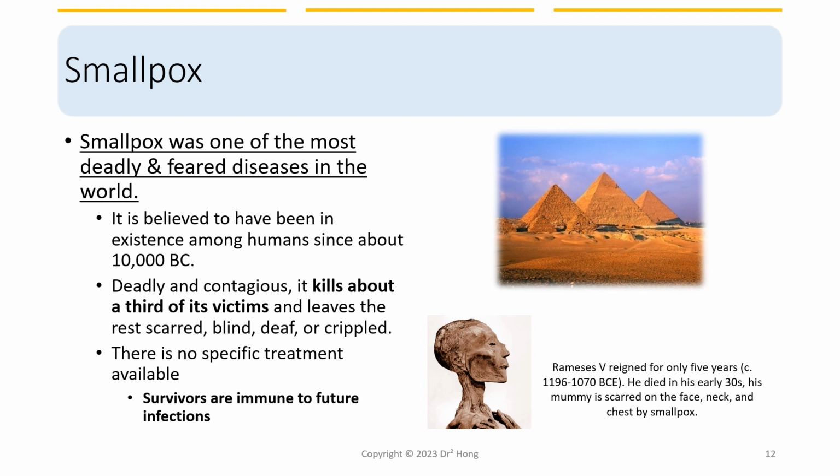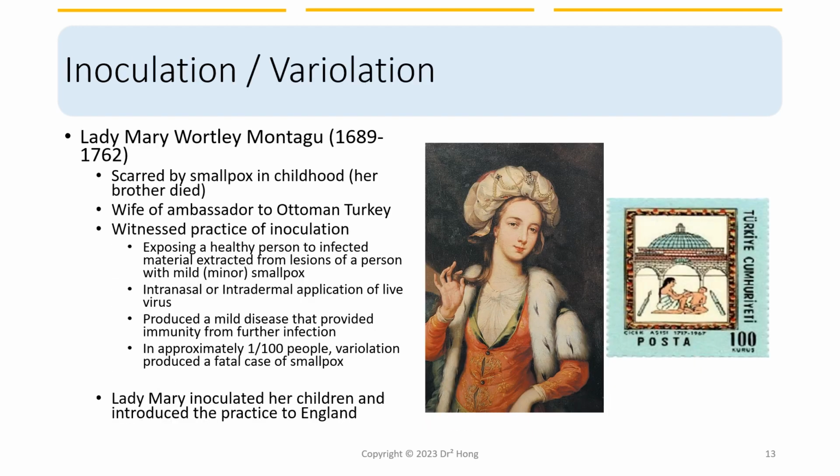It kills about a third of its victims and leaves the rest scarred, blind, deaf, or crippled. There is no specific treatment available. However, survivors are immune to future infections. And the early form of a vaccine, in the form of inoculation or variolation, was designed to target smallpox.